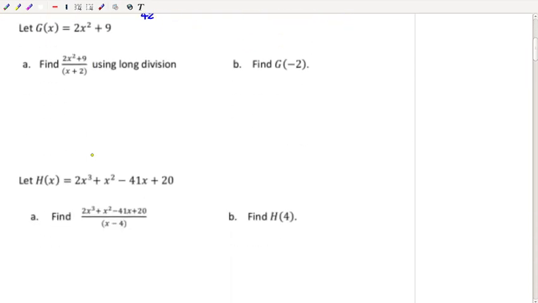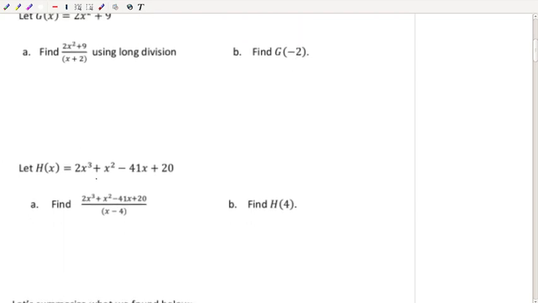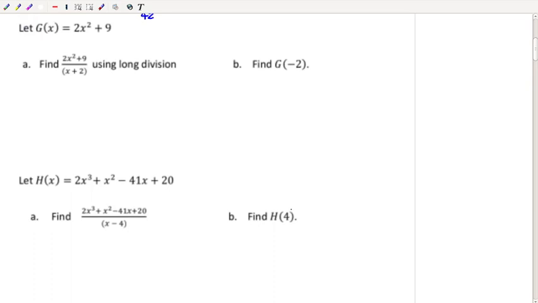So let's look at g of x equals 2x squared plus 9. And we're going to divide that by x plus 2 using long division. And then you're going to find g of minus 2. And while you're at it, go ahead and do the h of x, which is 2x cubed plus x squared minus 41x plus 20, divided by x minus 4, and then find h of 4. And see if you notice a pattern. So pause your video, go ahead and do these divisions and evaluations, and then come back.